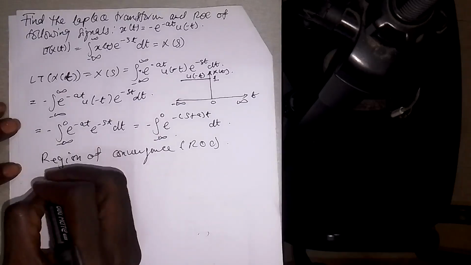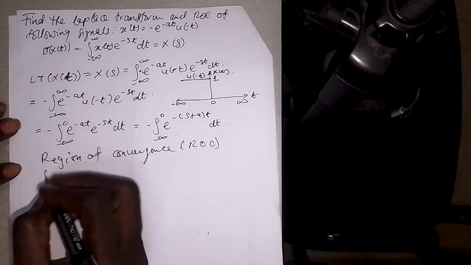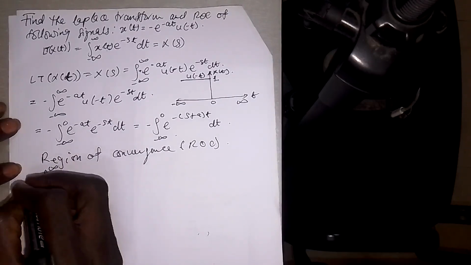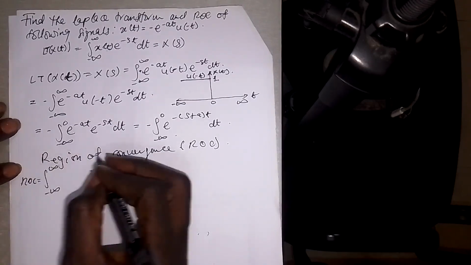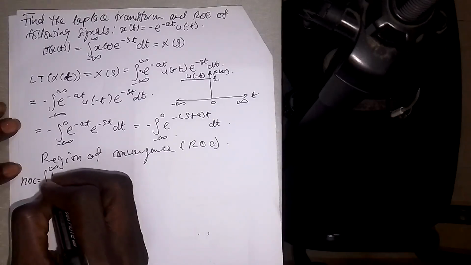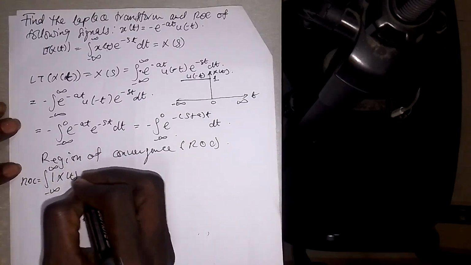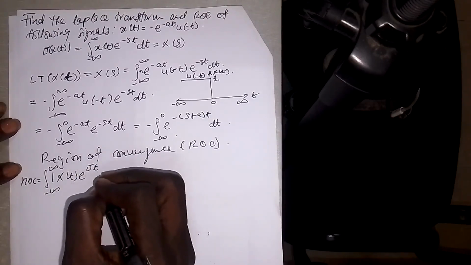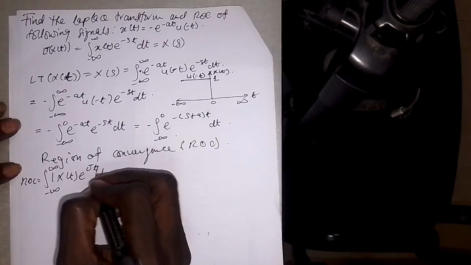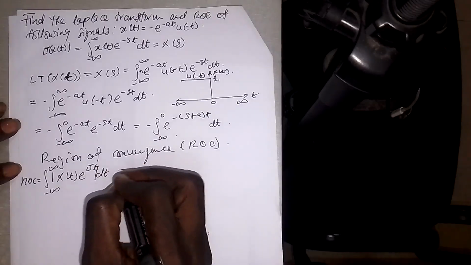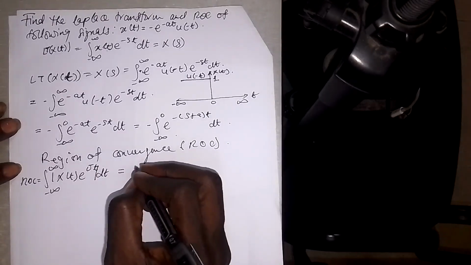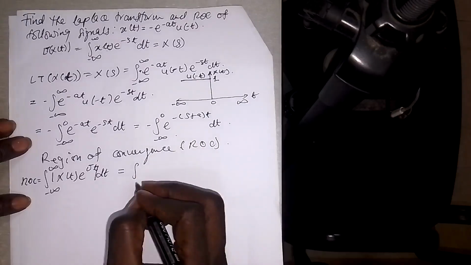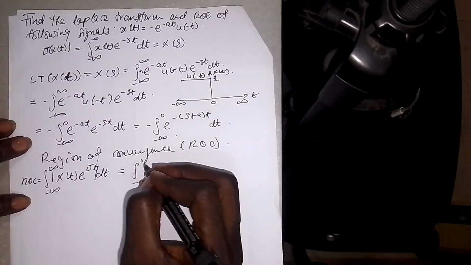So how do I find the ROC? I know that the ROC is the integral from minus infinity to infinity of the absolute value of x(t) times e to the power of minus sigma t dt. Here, let me bring the absolute value. In this case, my signal is from minus infinity to 0.